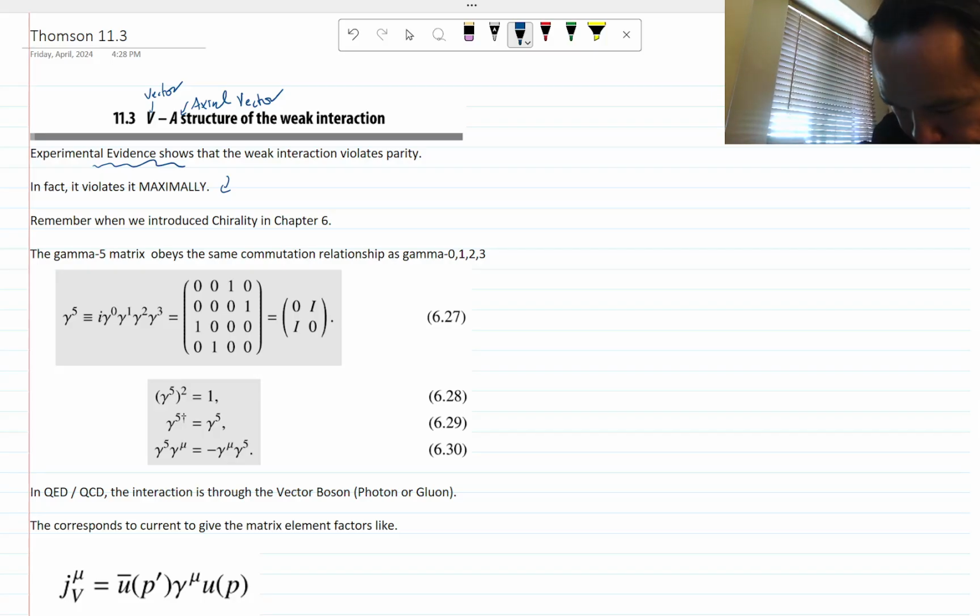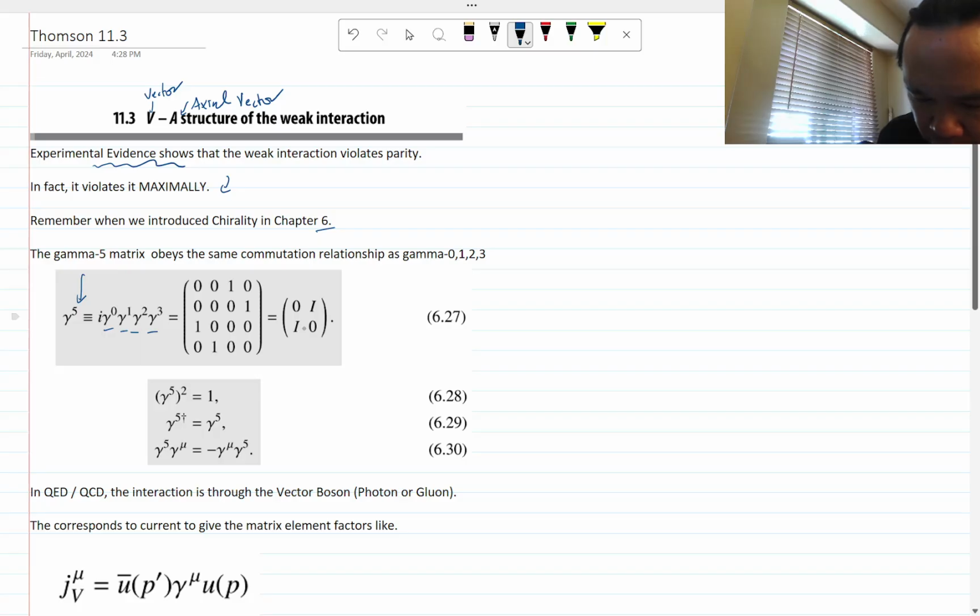All right, just to remind everyone, what is this gamma 5 matrix that we did in chapter 6? The gamma 5 matrix is the product of the other four gamma matrices, and if you multiply this out in the Dirac-Pauli representation, you get a 4x4 matrix. It's basically an identity matrix, but off the diagonal instead.